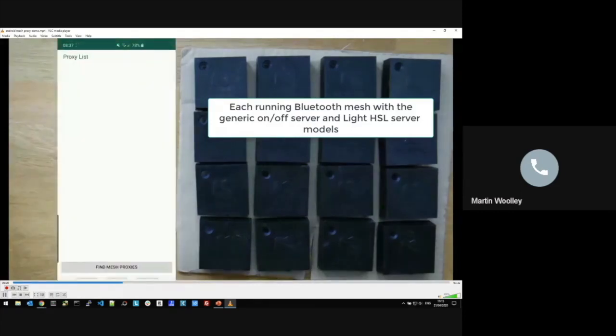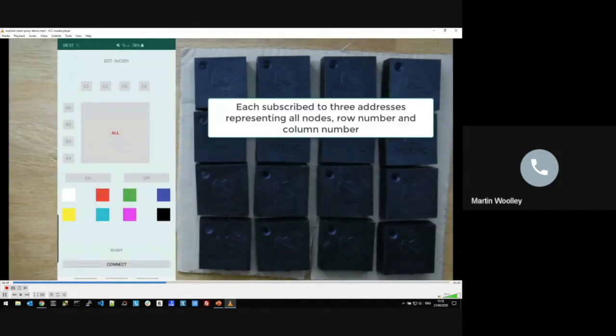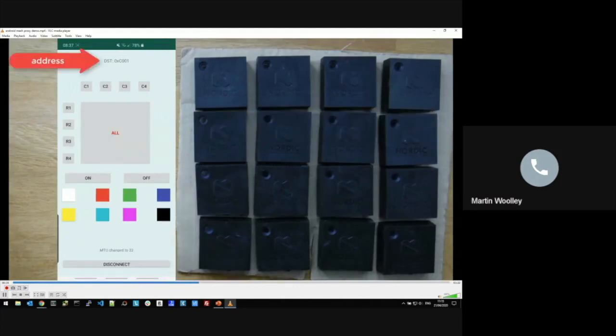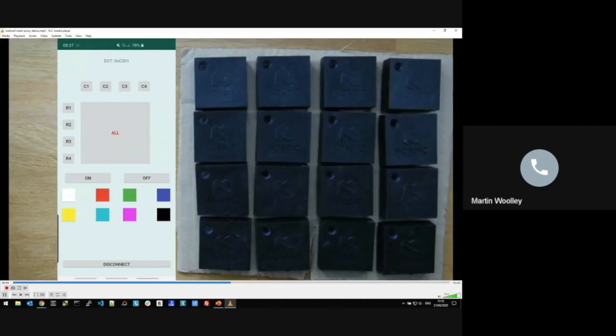The models I've implemented in code are called the generic on-off server model and the HSL server model. HSL is hue, saturation, lightness; it's color. Using my UI, I've connected to the proxy now. I've selected a particular address which represents all devices, and I've sent an on-off set message, and I've switched them all on. And now I've switched them off using the same address.